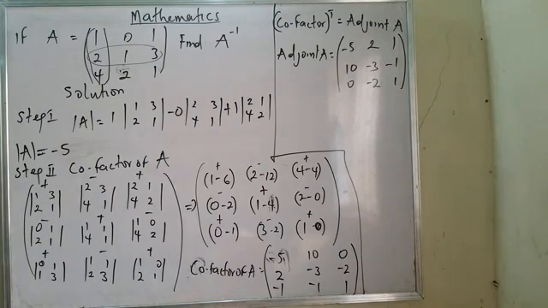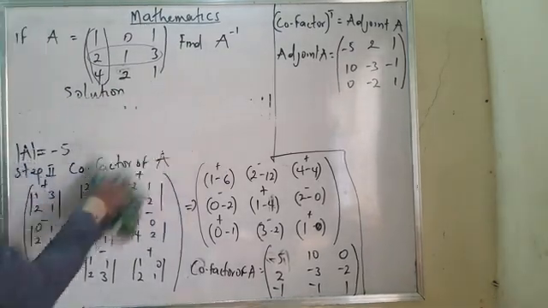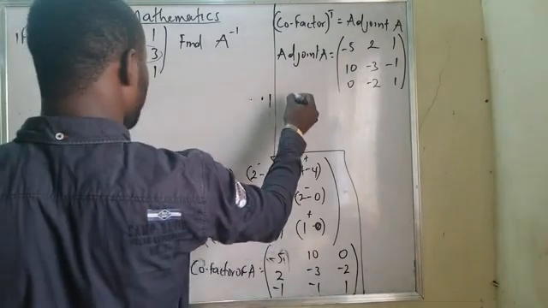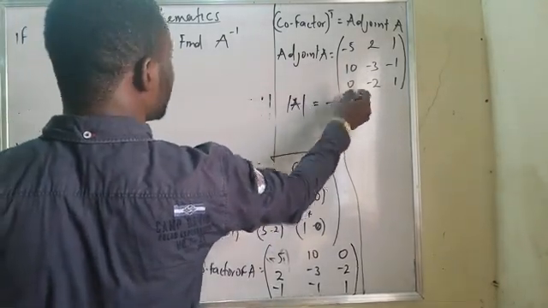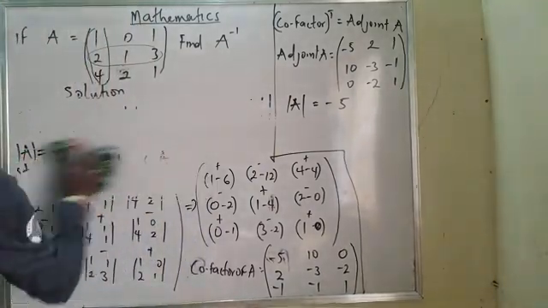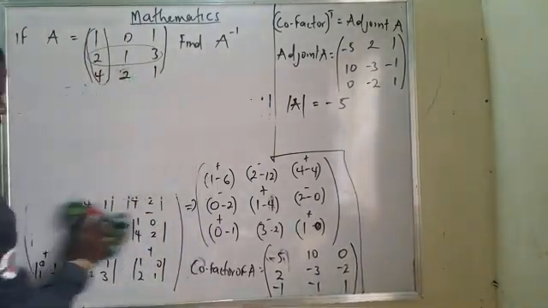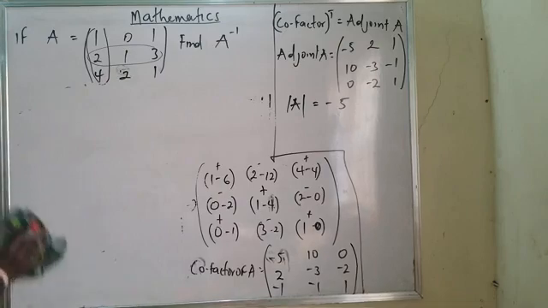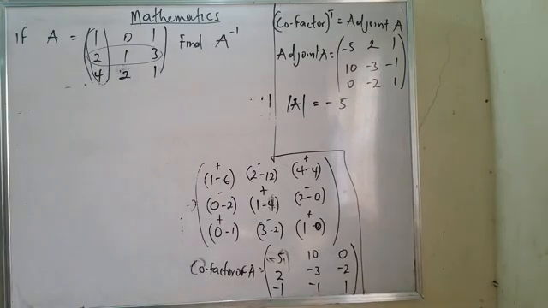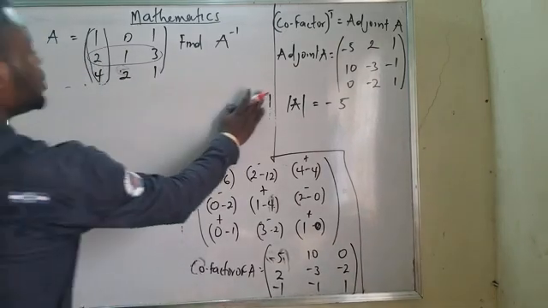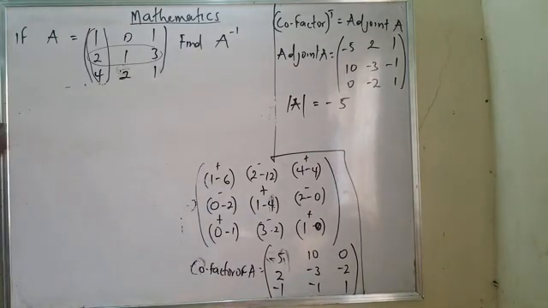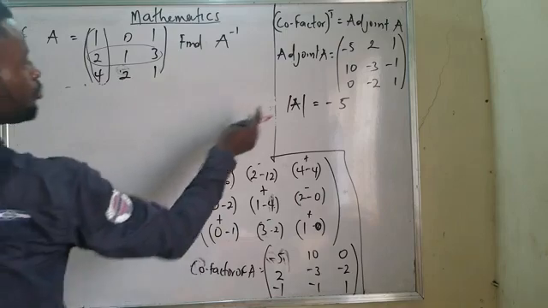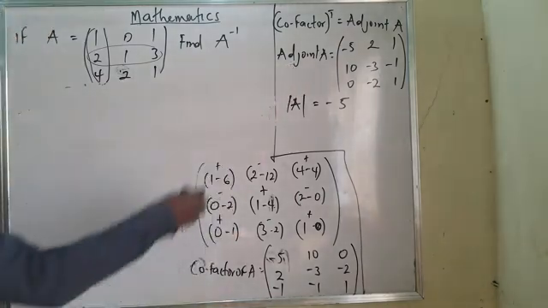Now to generate my inverse, because the board is very small, I have to rub some parts. I need the determinant of this value, which is, the determinant of A is equal to minus 5. Sorry, because the board is very small, but manage with us. Sorry about that. Now what I need to do is, don't forget step 4. This is my step 3.